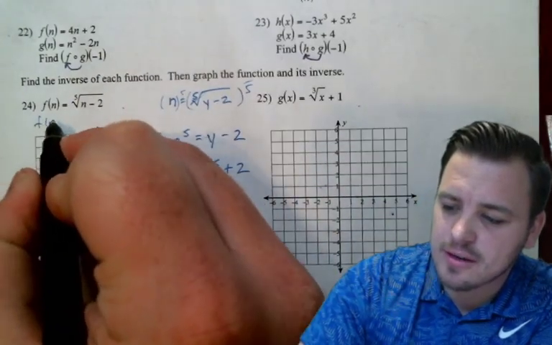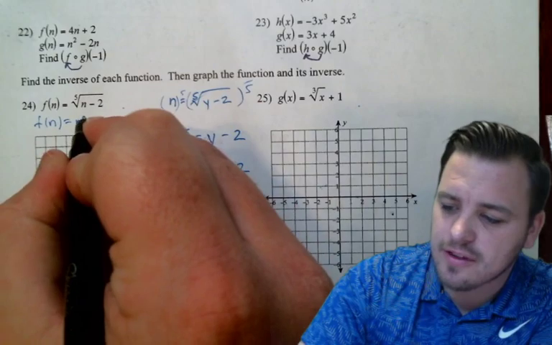So f inverse of n is equal to n to the fifth plus 2.